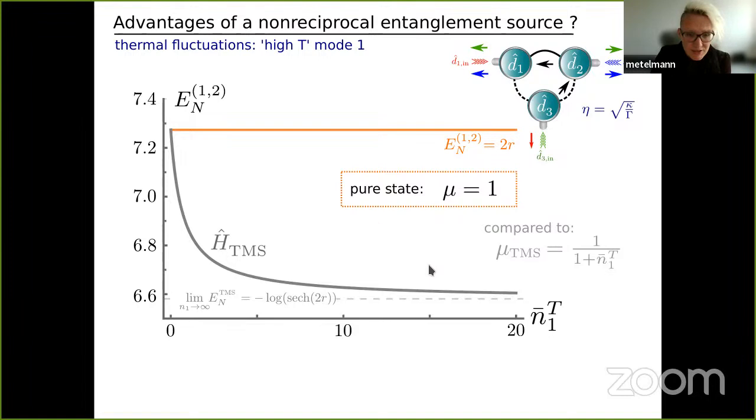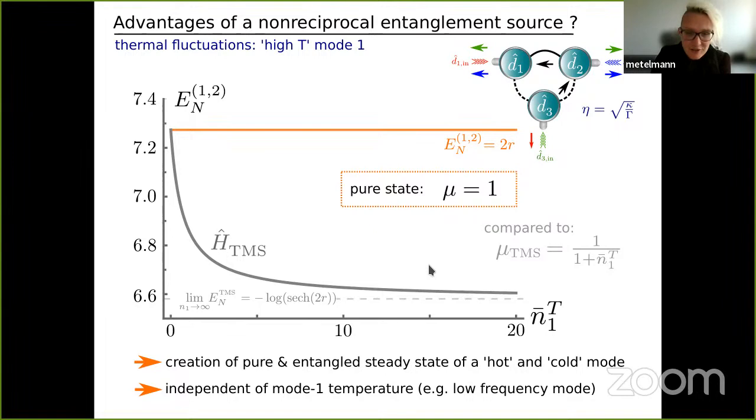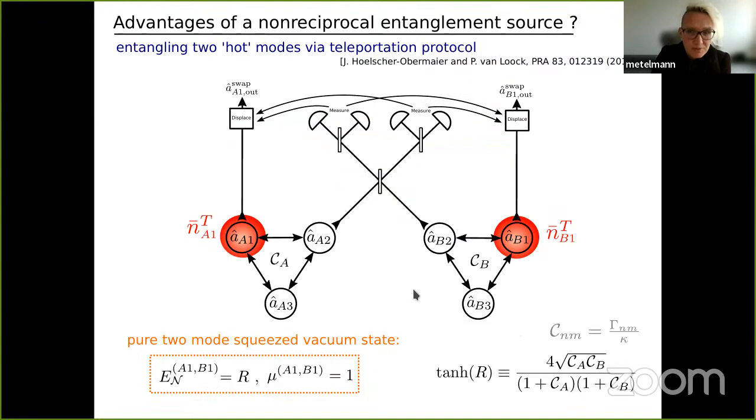So this is nice, and you can play this game. Now the title of the paper is as well, entangling two modes. This is something you can just do with a teleportation protocol. So you take two of our non-reciprocal loops.